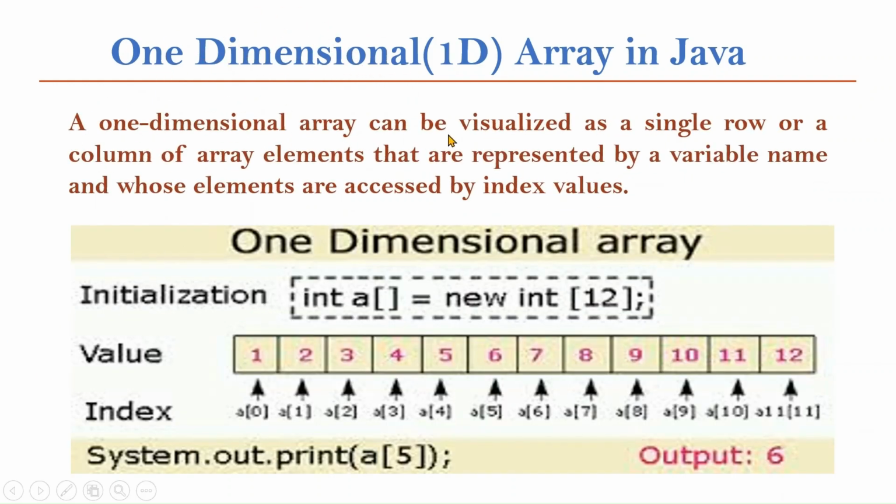Now here a one-dimensional array can be visualized as a single row or column of array elements that are represented by a variable name and whose elements are accessed by index values. So here you can see the linear array where you can see the boxes. This is one memory location, next memory location, next memory location. You can see there is no gap. It's in a continuous fashion. That's why the array is a linear type of memory locations where you can store some values.